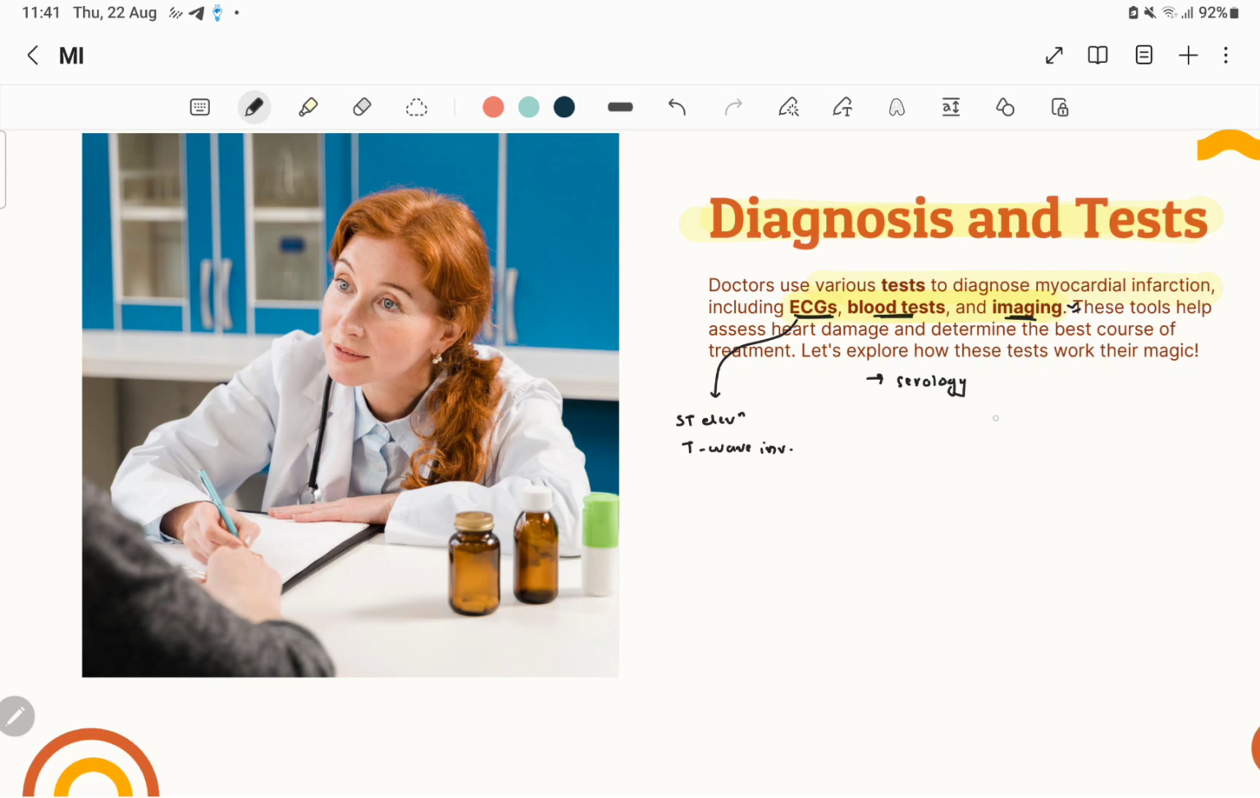We can use cardiac markers like CK, LDH, troponins, TPI basically. So all these are cardiac markers which will see an increase in case of MI, and serological tests are basically working to indicate whether an MI has occurred or not, right?